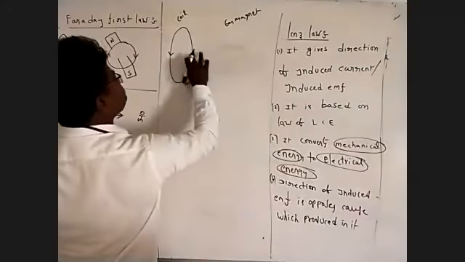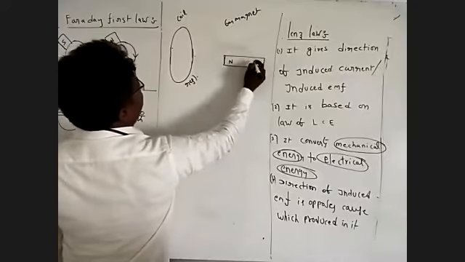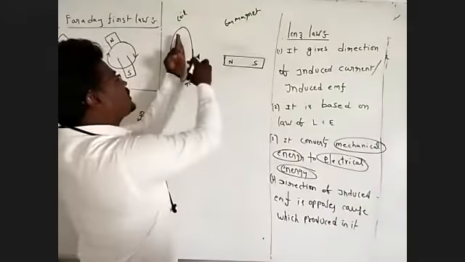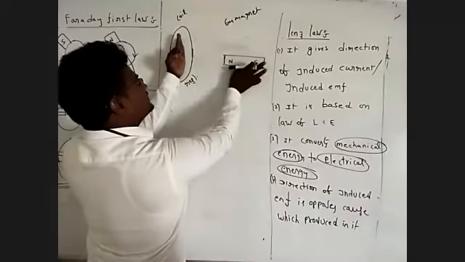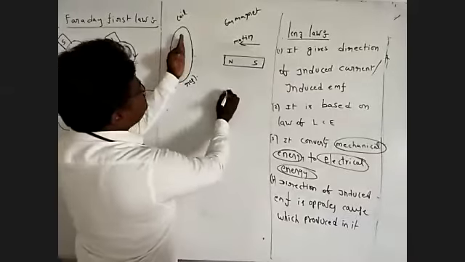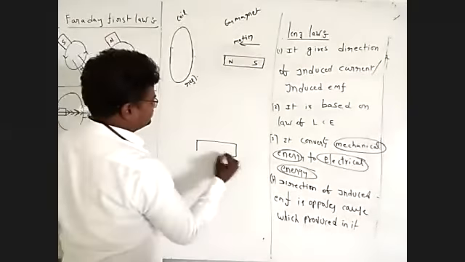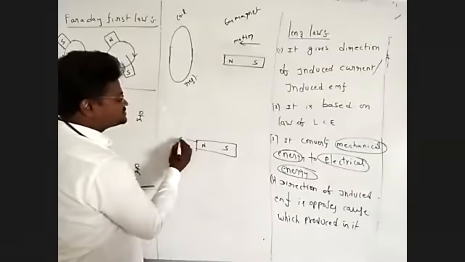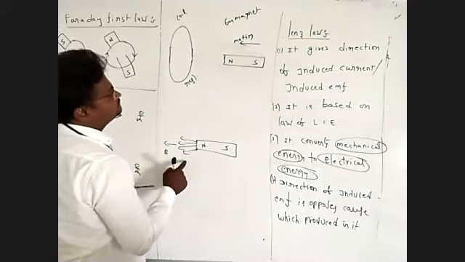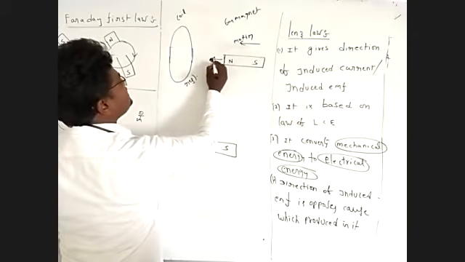This is the north pole of a bar magnet, and the south pole. Now, this is a coil. The coil is at rest. The bar magnet is in motion, in this direction. The direction of the magnetic field outside is this. For this bar magnet, this is the north pole and south pole. The direction of the magnetic field outside is this direction.